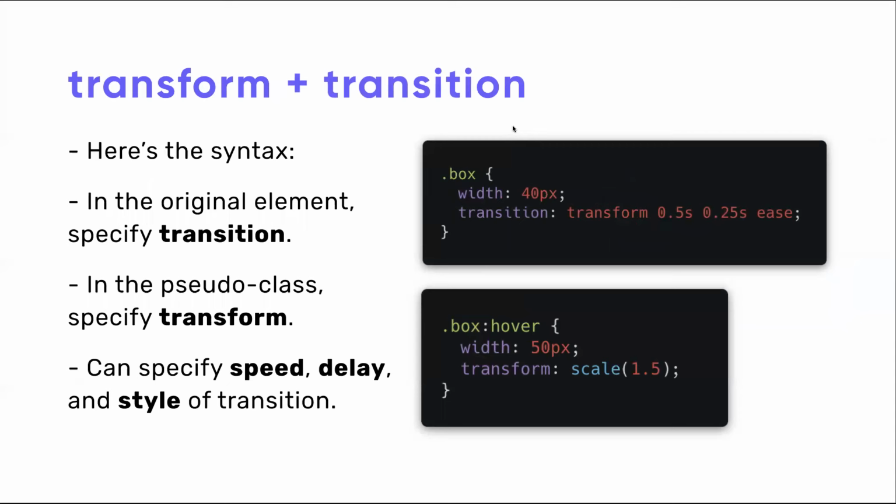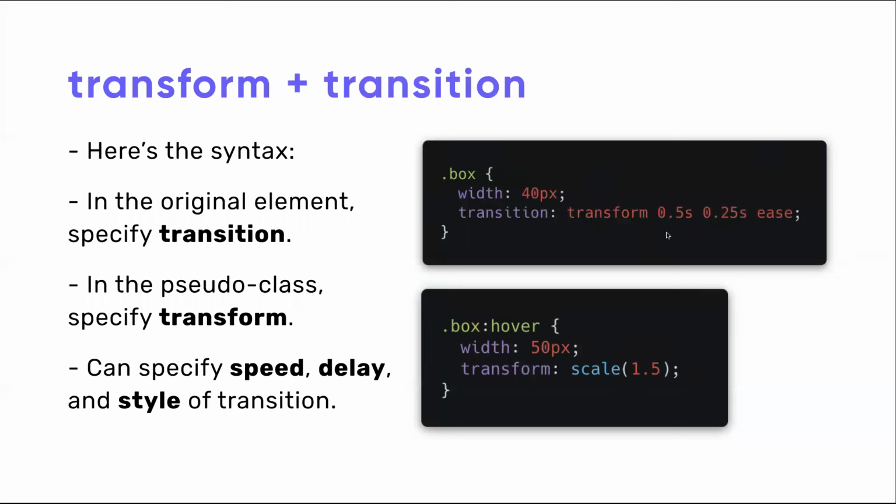Another thing to note is that transform is often used with transition. Essentially, transform is the action that actually happens, right? And then transition will select one of the changes. So in this example, you see that transition selects transform, right? And it gives it some other fancy properties.